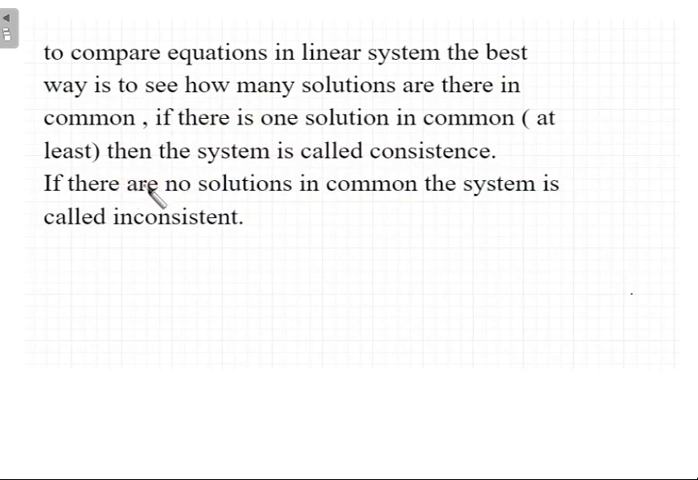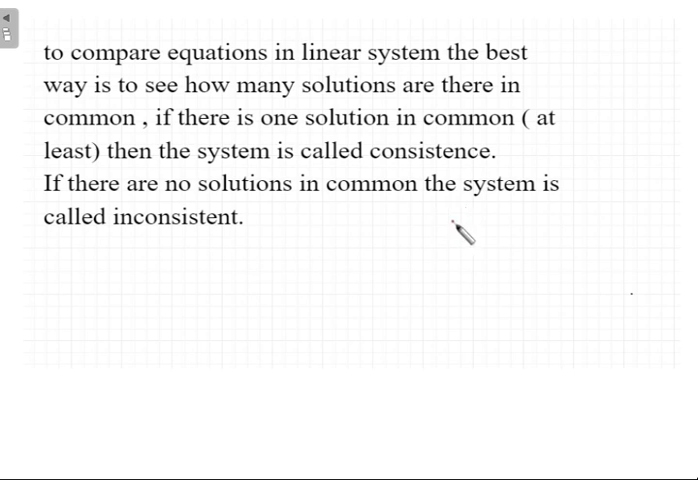When comparing the equations in a linear system, the best way is to see how many solutions they have in common. If there are any solutions in common, at least one solution, this system of linear equations is then called a consistent system. And if there are no solutions in common in the system, then the system is called inconsistent.